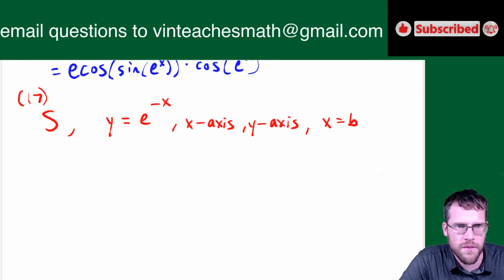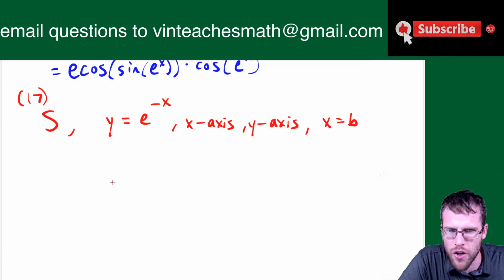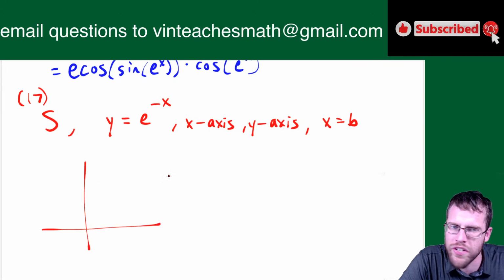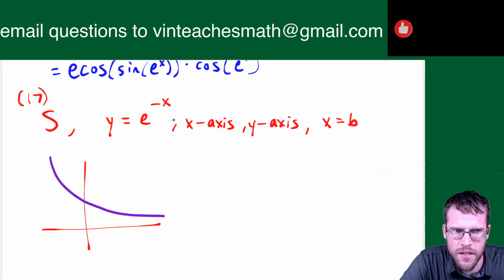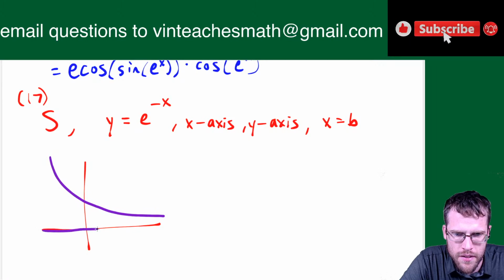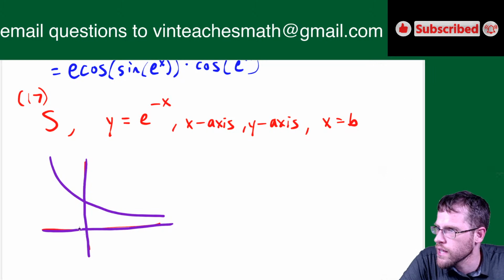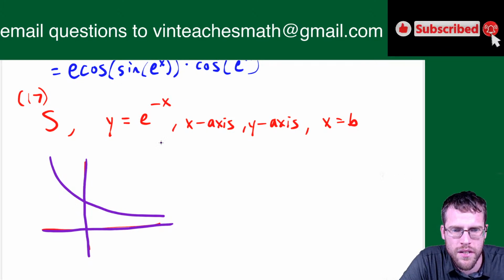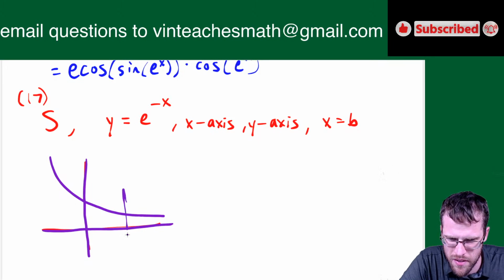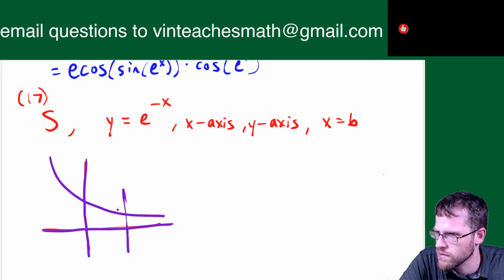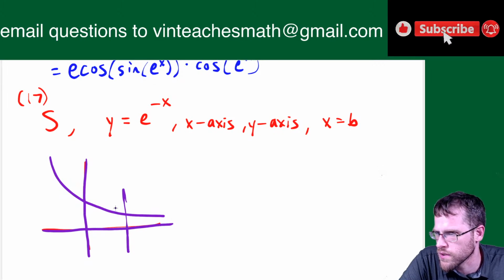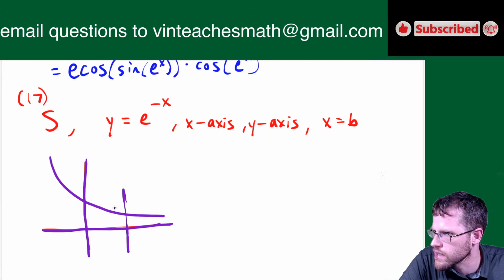All right, so 17. And let's see what the question is. Region R, or region, I'm going to call it region S, just so it's a different question. So e to the negative x looks like this. That's e to the negative x. The x-axis is this, the y-axis, and the line x equals b. So x equals b is going to be positive because all the answer choices are positive.